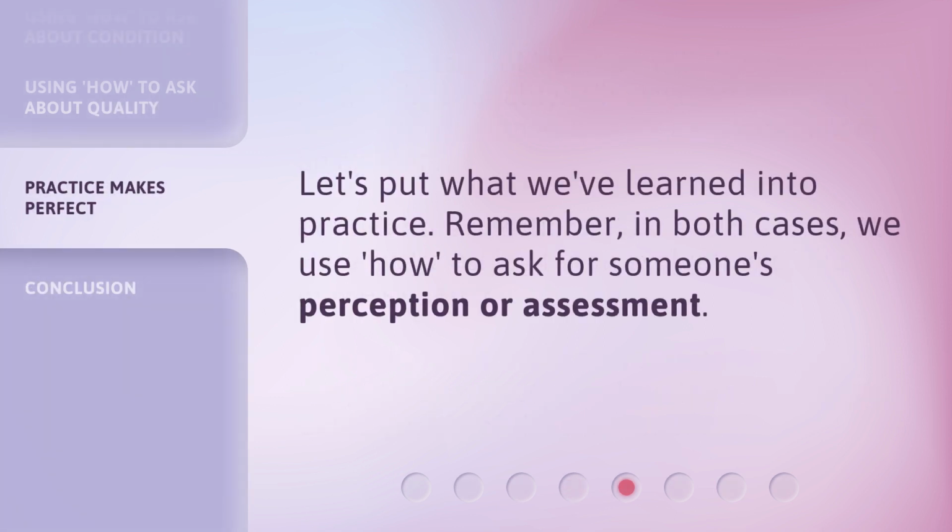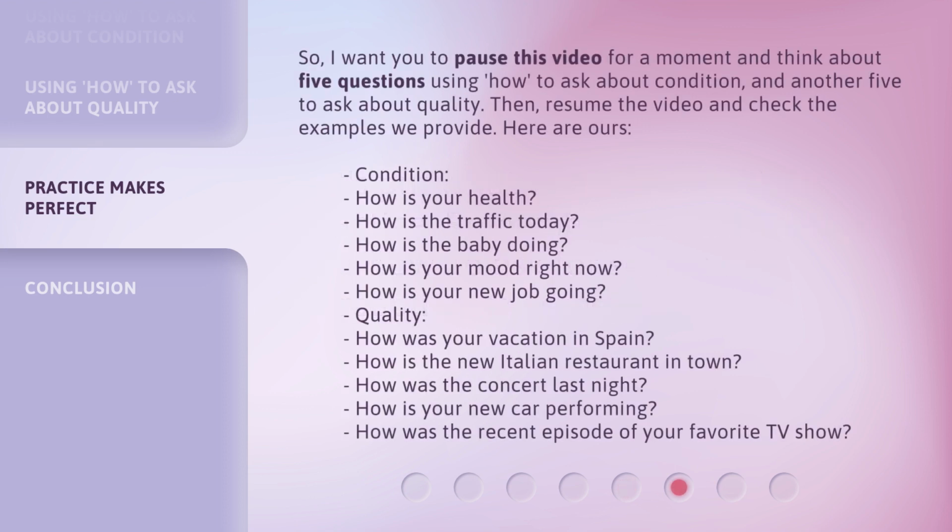Let's put what we've learned into practice. Remember, in both cases, we use how to ask for someone's perception or assessment. So, I want you to pause this video for a moment and think about 5 questions using how to ask about condition and another 5 to ask about quality. Then, resume the video and check the examples we provide.